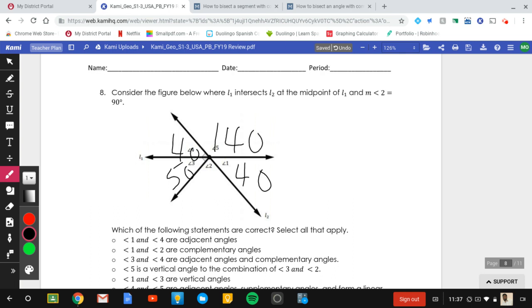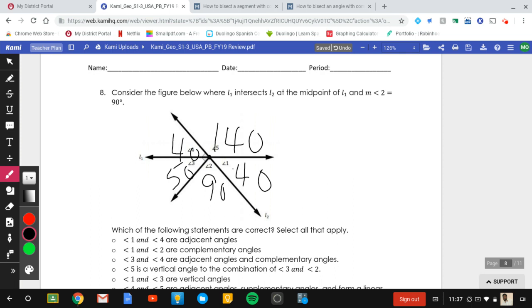Okay. Now, how do I find angle 2? Notice angle 1, 2, and 3 form a straight line, which means together they have to equal 180 degrees. This is 50 degrees. This is 40 degrees. So that gives me 90. So by default, this has to be 90 degrees. This was a poor choice of a question, I think. My numbers didn't make sense, but that's fine.